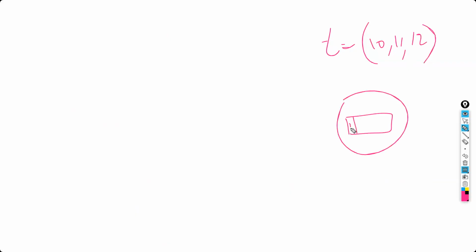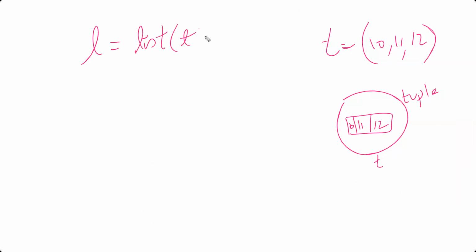Sir, for example, if I write T is equal to 10, 11, 12, it is going to create one object, 10, 11, 12, and this is T, and the data type is tuple. Now, if I take L is equal to list of T, it is going to convert to a list, like this building being converted. Suddenly an independent house will be converted into a duplex house.